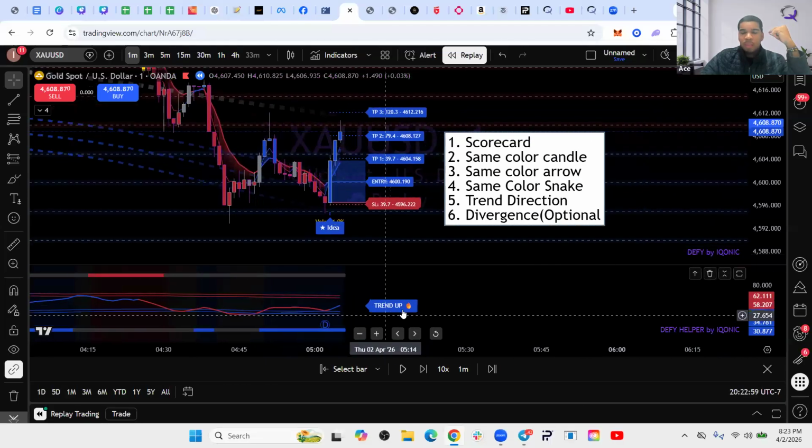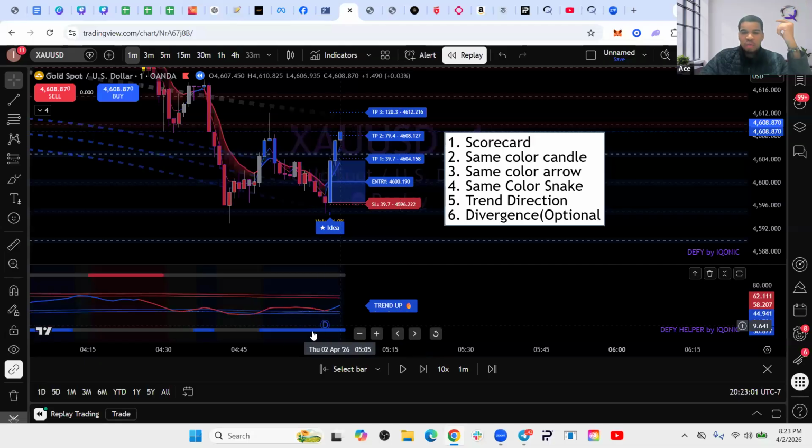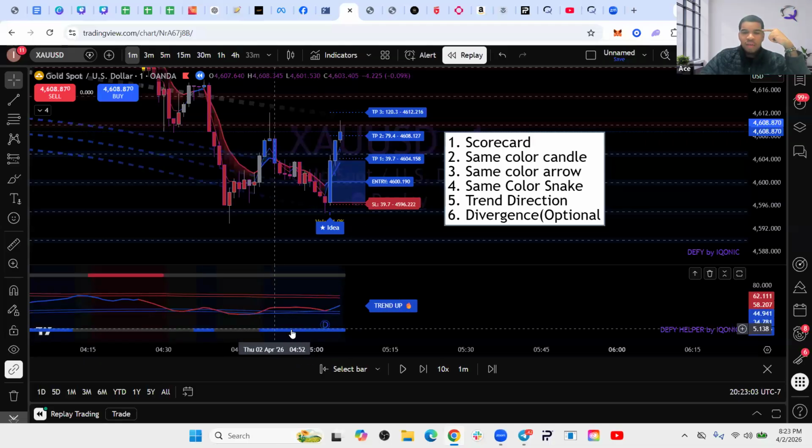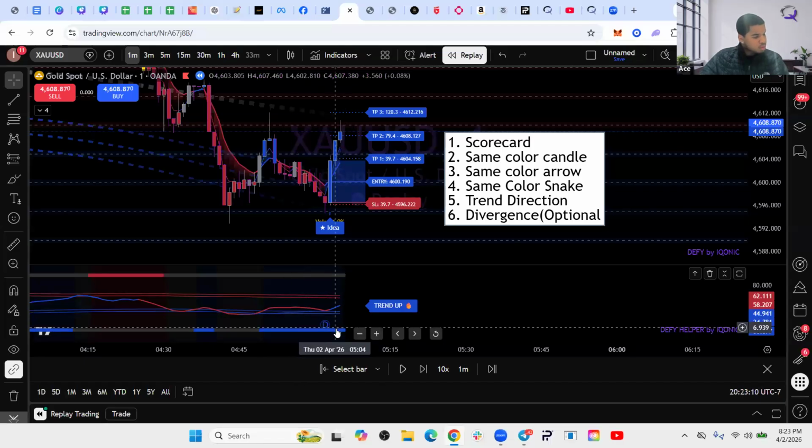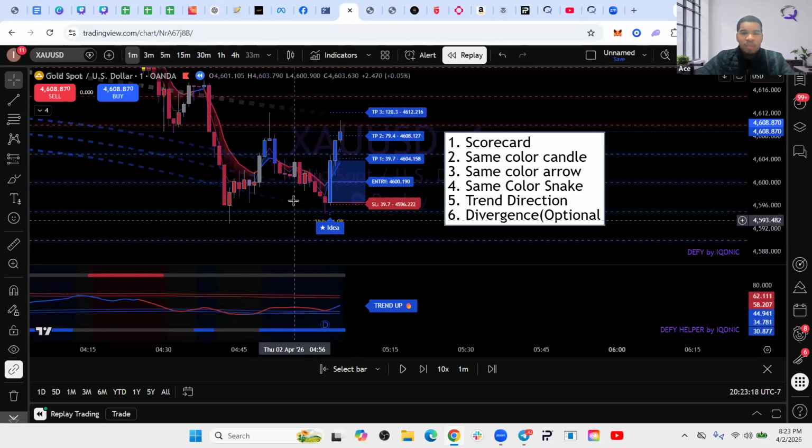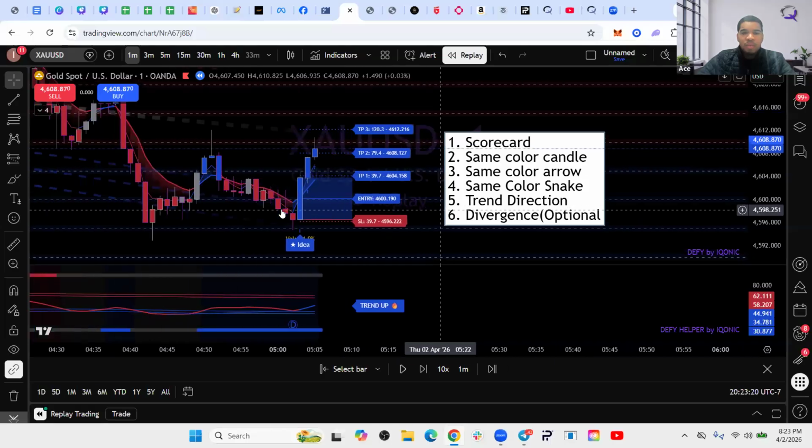We would want the trend up for a buy, trend direction. A lot of times I will have this blue bar for trend direction. And then divergence. But divergence is going to be where this D is. For buys, you want it on the bottom. For sells, you want it on the top. This is going to be an example.